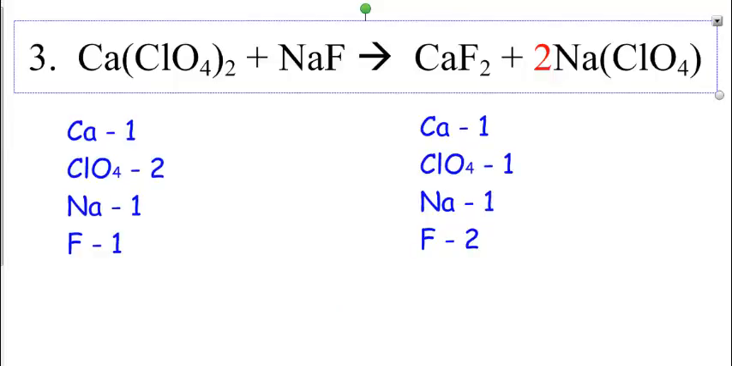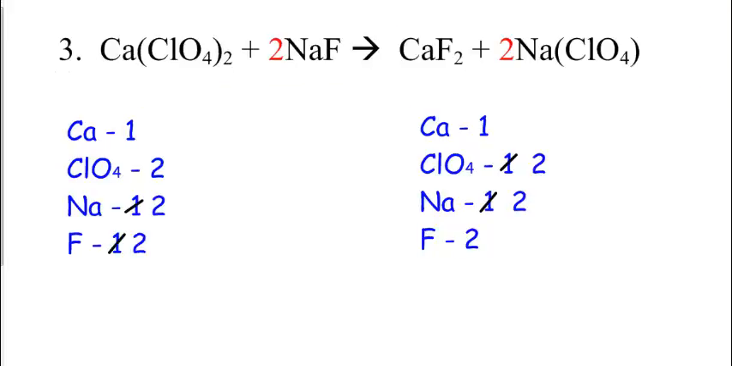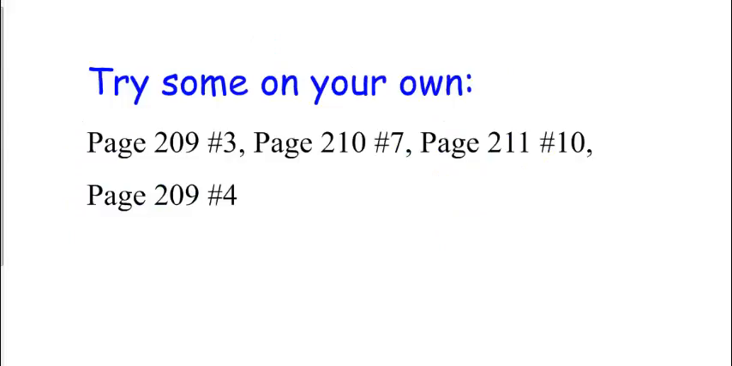So what I decided was to balance my sodiums first. Sodium was balanced to the perchlorate. I put a 2 over here, and that changed sodium as well as perchlorate. So I have 2 perchlorates and 2 sodiums right now. Then I had to fix sodium on the other side, so I put a 2 here, and that also changed fluorine along with it. Now calcium's 1 on each side, perchlorate is 2 on each side, sodium is 2 on each side, and fluorine is 2 on each side. So it is all balanced out now.